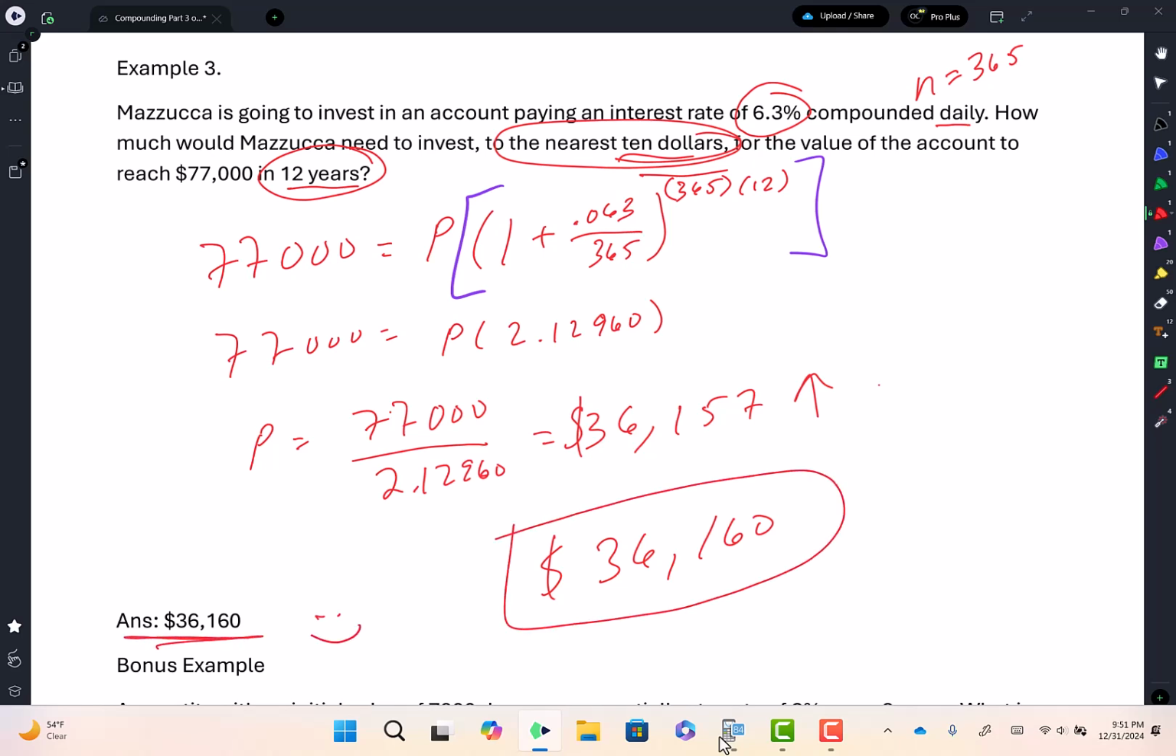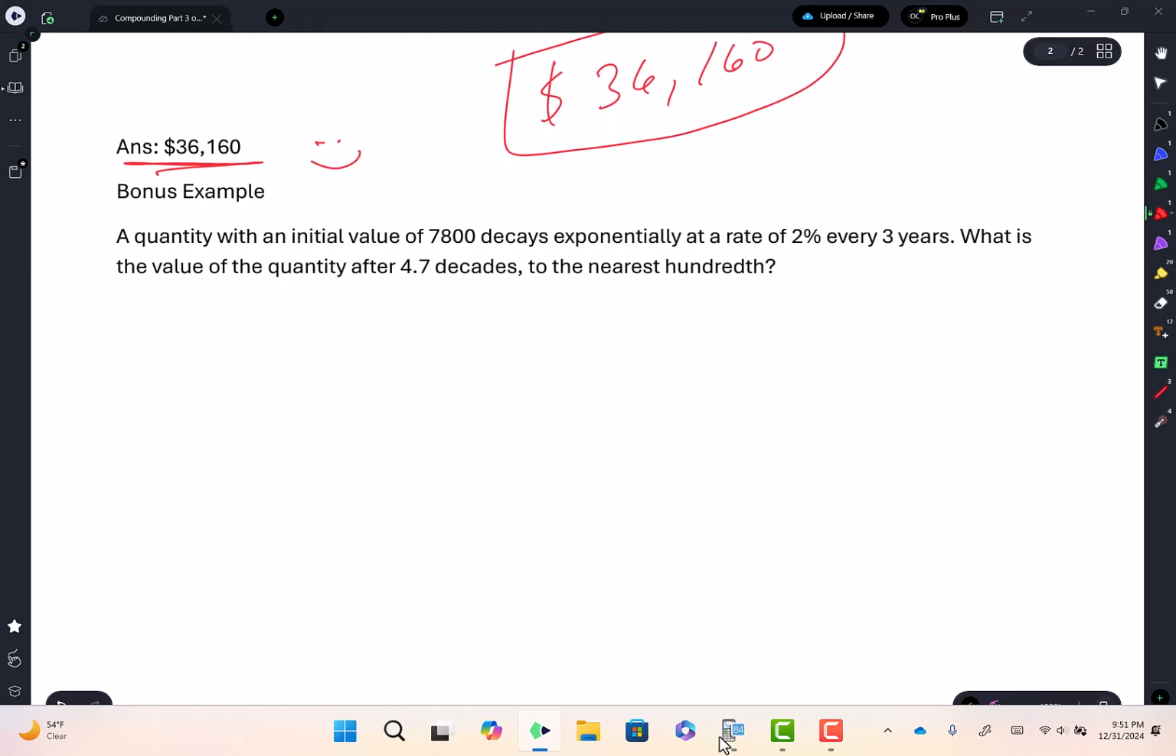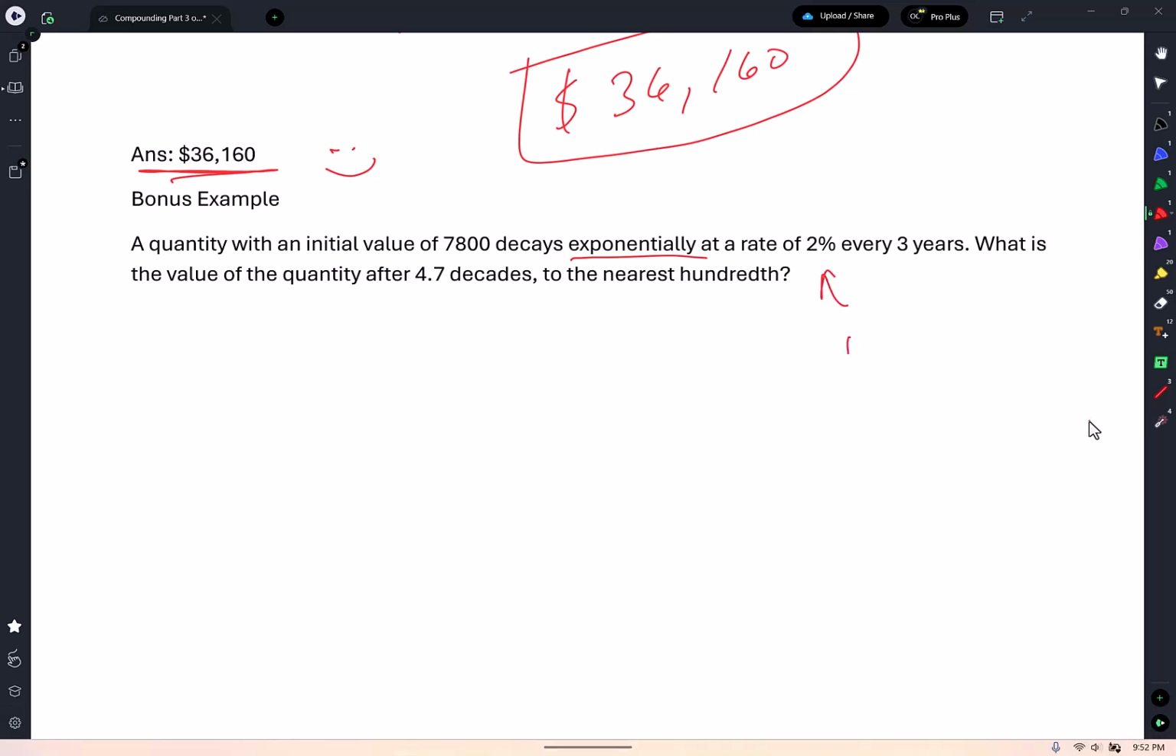Yay. All right, let's do a bonus question, guys. This is not about money. This is about decaying. I just want you guys to see that they're all the same, especially if they say that it decays exponentially, right? A quantity with an initial value of 7,800 decays exponentially at a rate of 2%. So there's your R. 2% is the same thing as 0.02, every 3 years.